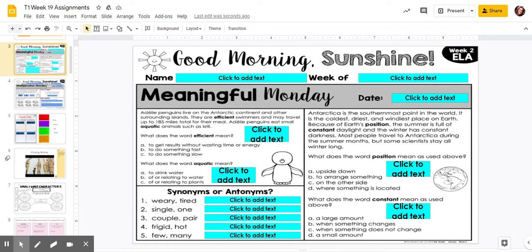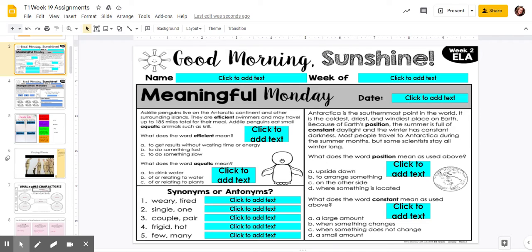For your ELA morning work, you are going to be working on using context clues to find the meaning of words. So that means that you're going to be reading the paragraphs that have the bolded words in them. And you're going to be paying really close attention to any clues the author gives you about the meaning of the word. Sometimes it'll be in the same sentence as the word. Sometimes it'll be in the sentence right before or the sentence right after.